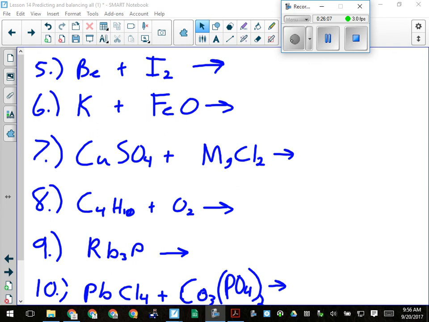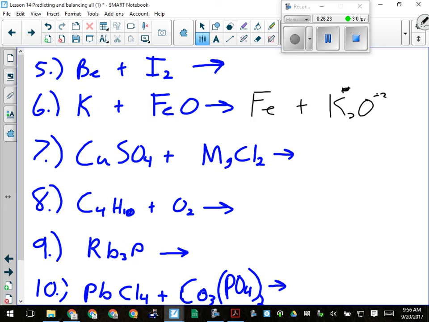All right, well, let's look at 6 first. On number 6, we've got a single replacement reaction occurring. Potassium is a metal, so it's going to swap out for iron. So iron will end up by itself. Potassium will end up with oxygen. This is a -2, this is a +1, so we got K2O there. Now we got to balance the whole reaction. I would say I just have to come back over here and put a 2 in front of potassium, and it's good.